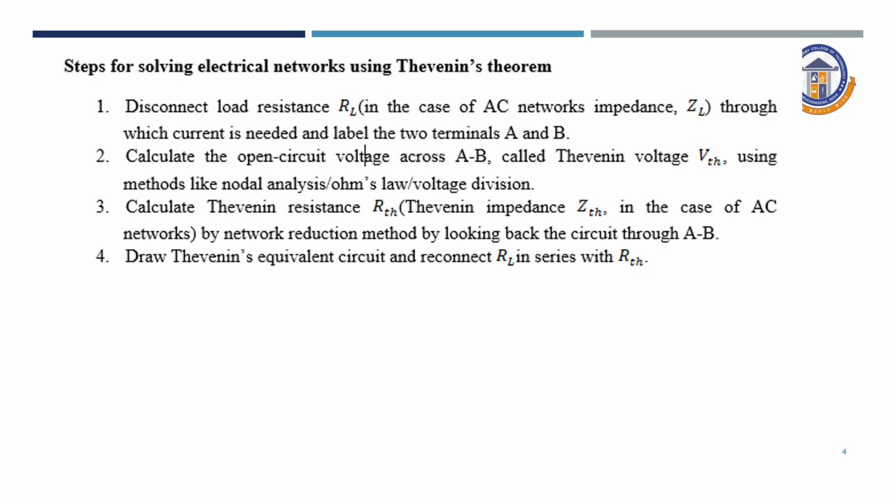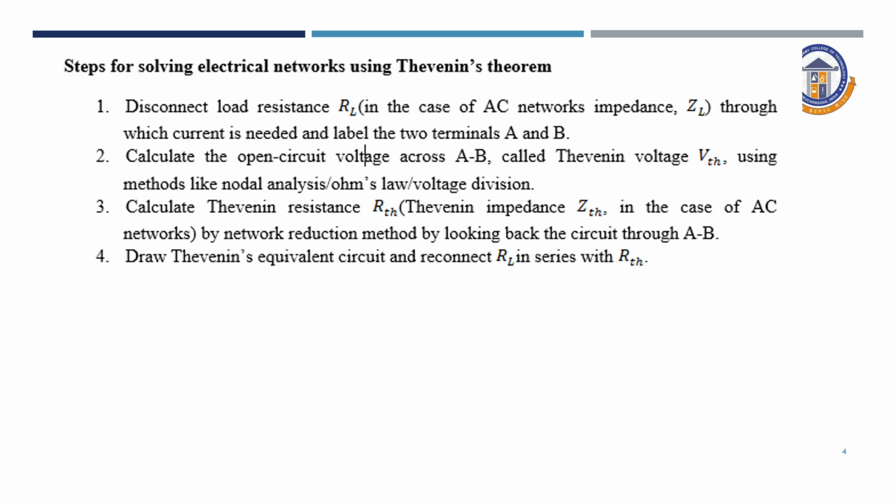For the open circuit voltage, I again consider the original circuit without connecting the load resistance. In this case, the load resistance is removed, so the circuit is in open condition. So what is the potential between the terminals AB? That is my open circuit voltage or Thevenin's voltage.